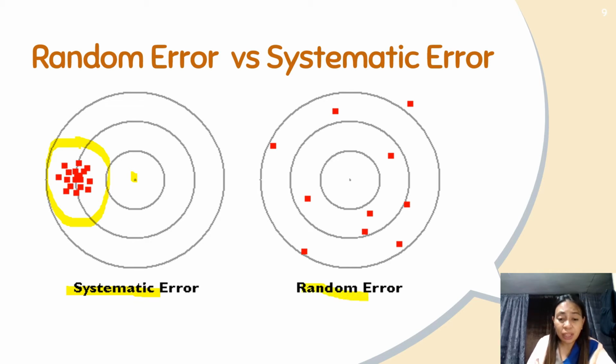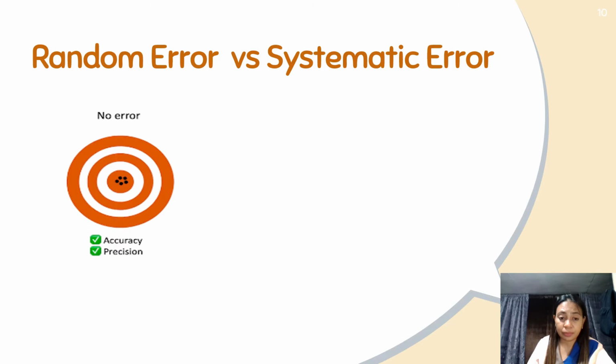But in random error, it's very difficult to identify what caused the error, because as you see, the readings here are very far from each other. What could be the cause of the error? There could be many causes, so it's a random error. This one, we say that it is accurate and precise, as you see here. If it's both accurate and precise, then we say that your experiment has no error.